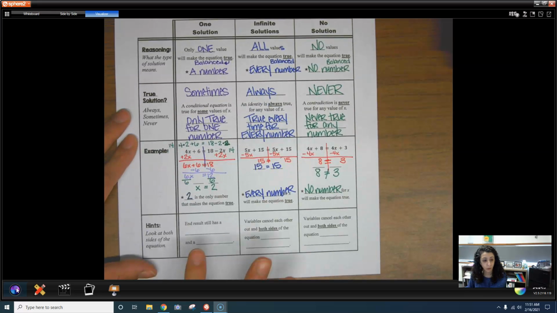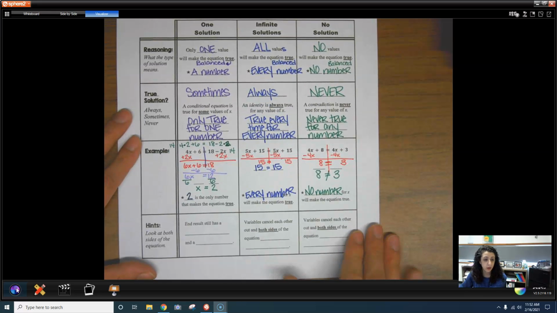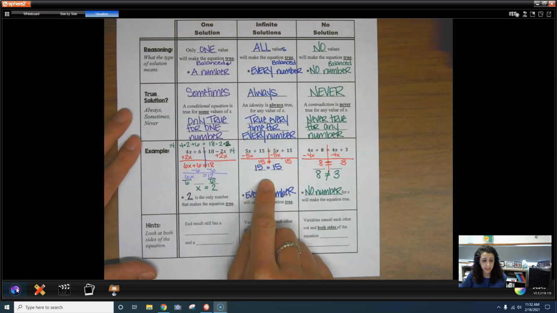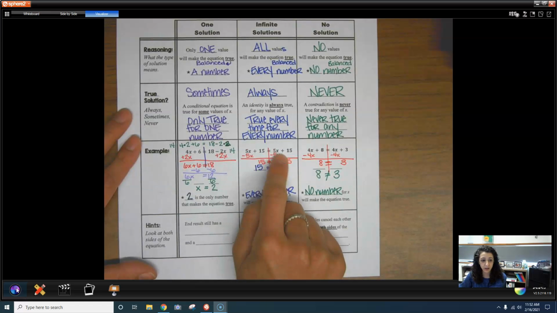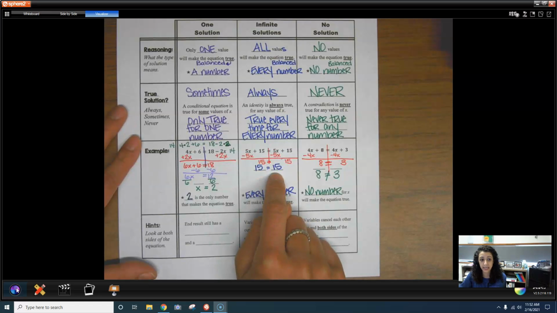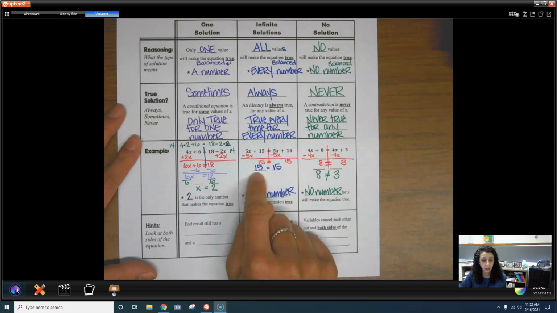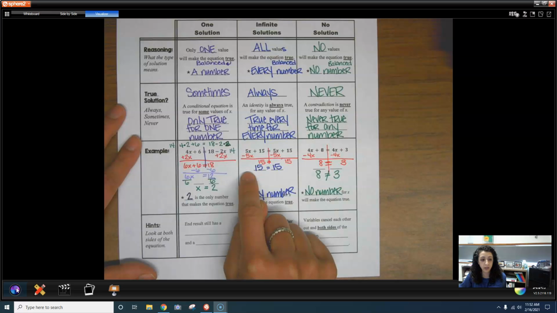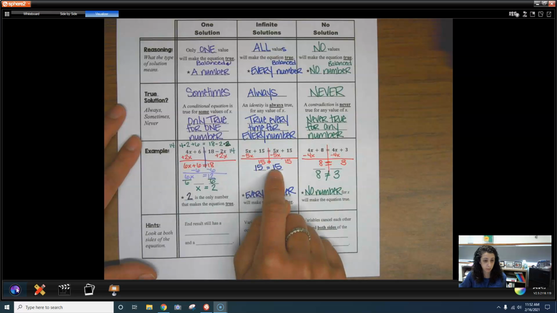All right, so we have 3 different types. We had one solution where we were left with a variable and equaling it a number. That's one solution. The second example, we weren't left with any variable, and we were left with 2 numbers that are equal to each other, which is called an identity equation. And that's true, so that was infinite solutions because every number I could add or subtract would keep it balanced.